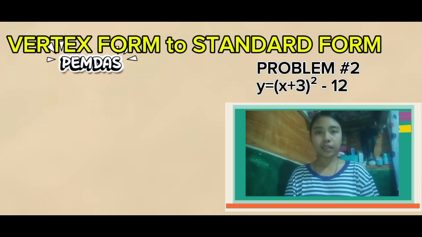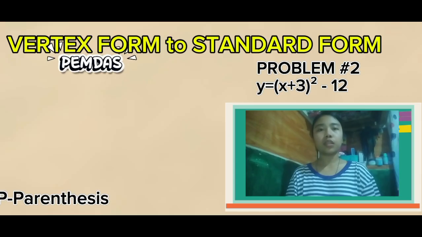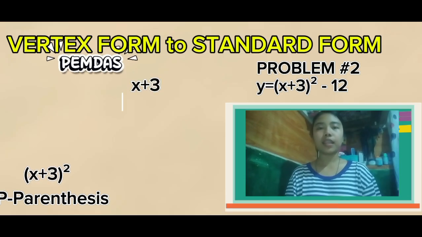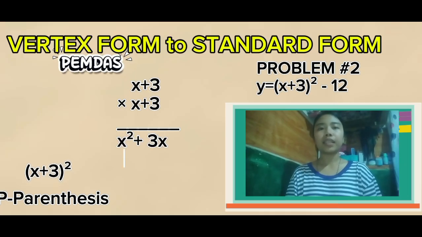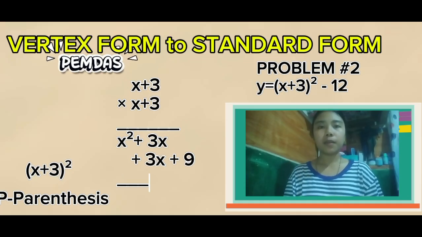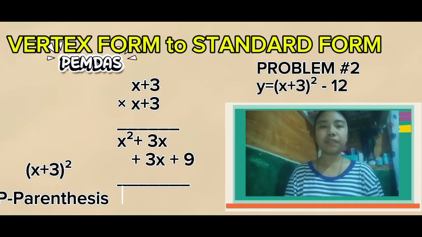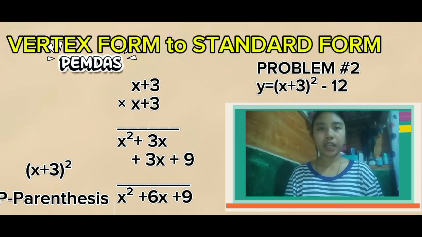So now again, let's use PEMDAS as our guide. So let's start with parentheses. So our parentheses here is x plus 3 squared. So x plus 3 times x plus 3. X times x, we got x squared. X times positive 3, we got positive 3x. Positive 3 times x, we got positive 3x. Positive 3 times positive 3, we got positive 9. Over, x squared plus 6x plus 9.